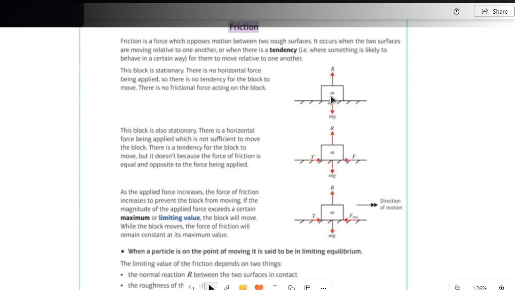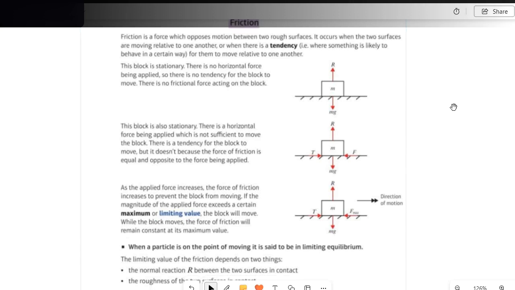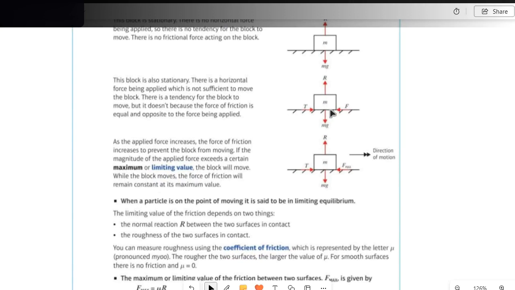This block is stationary. There is no horizontal force being applied, so there is no tendency for the block to move. Therefore, there is no frictional force acting on the block. This box is also stationary.